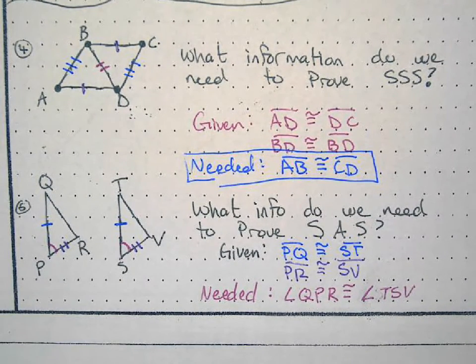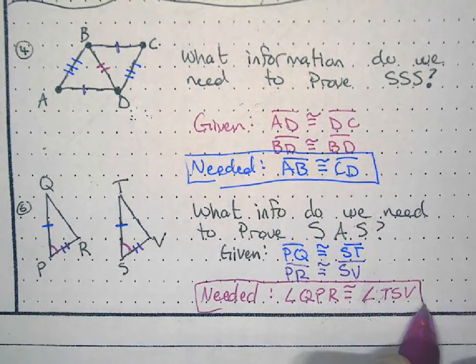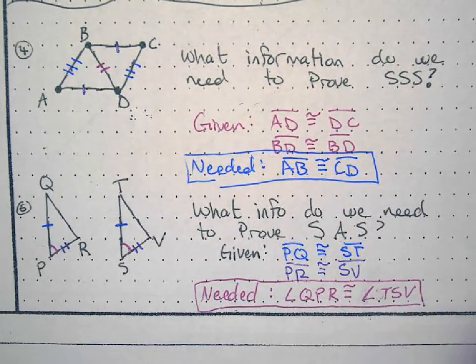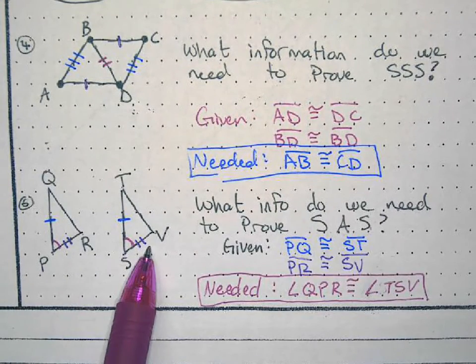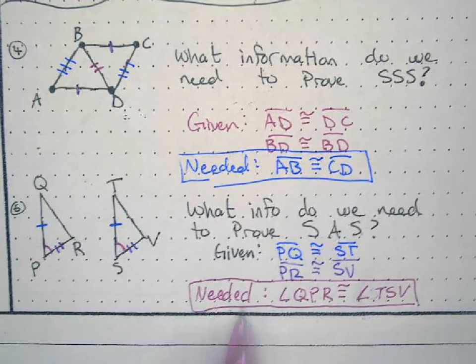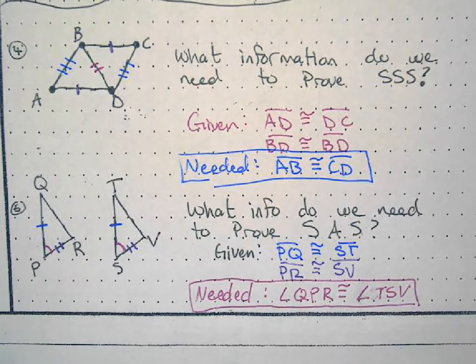And that's how we can identify what is needed given a certain situation. So we are told we need side angle side. We're told our pairs of congruent sides. So we know we need this angle that's in the middle of our pair of congruent sides to prove that these triangles are congruent using side angle side. So that's it for some extra examples.